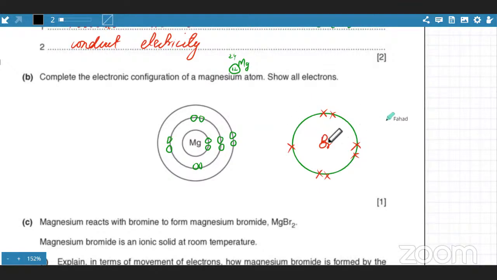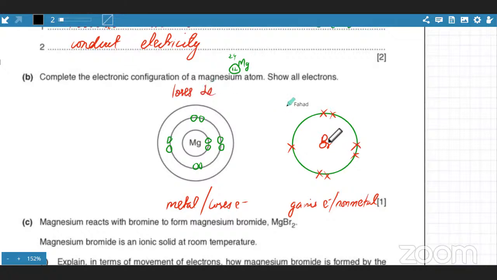It needs 1. Magnesium is a metal, and a metal loses its outer electrons to get a complete octet. Bromine, on the other hand, is a non-metal, so it's going to try and gain an electron. Anyway, you have magnesium, which would end up losing 2 electrons. So these 2 electrons are lost, and it exactly loses 2 electrons and gets a positive 2 charge.